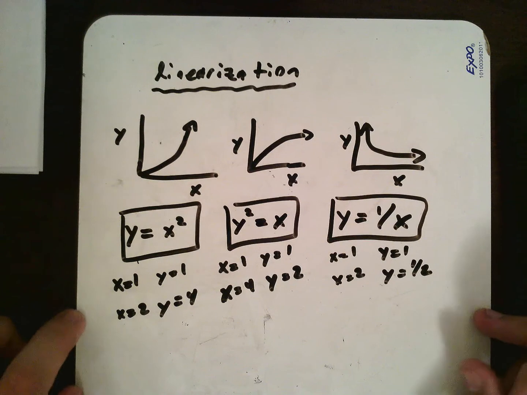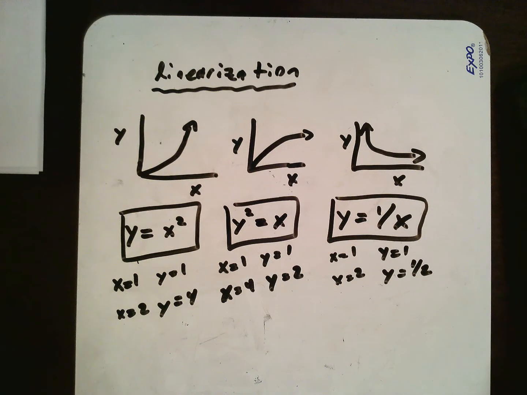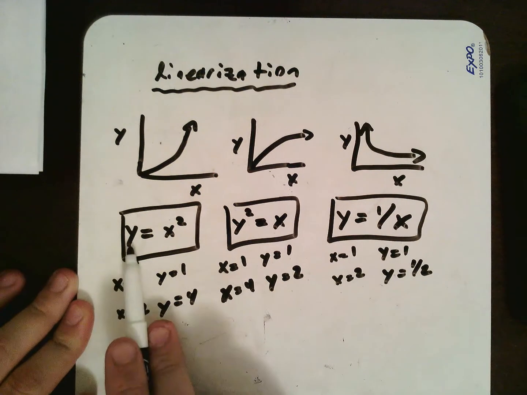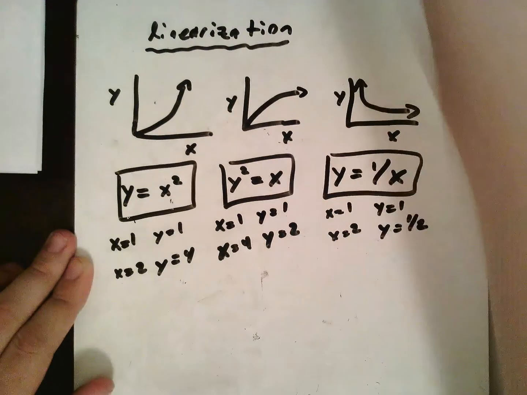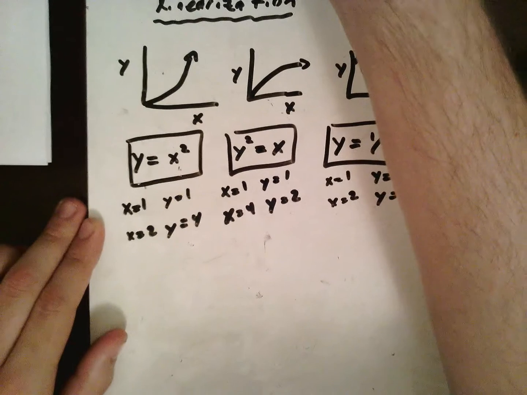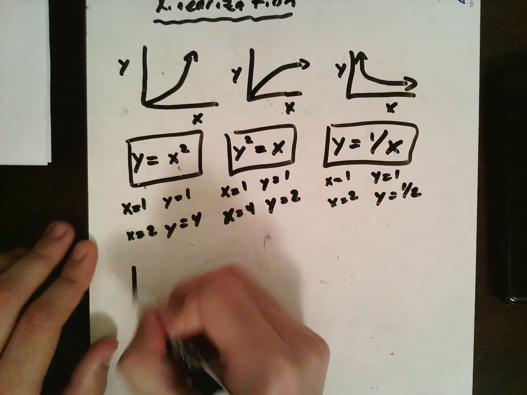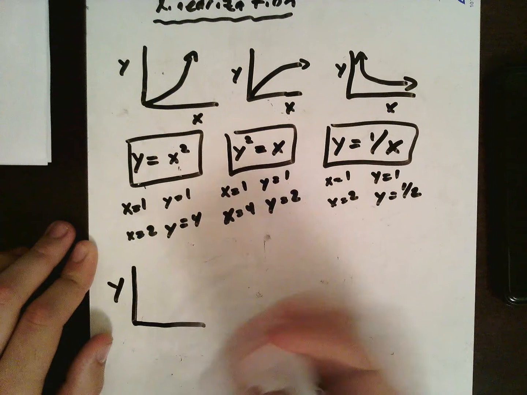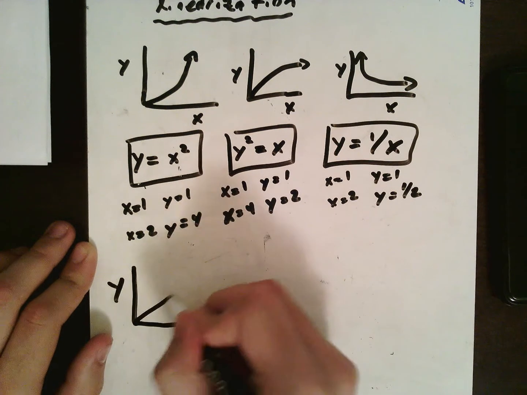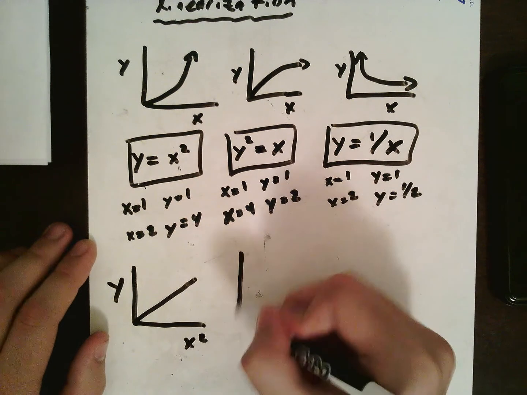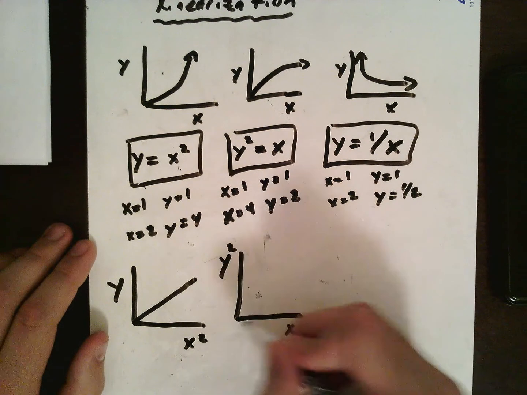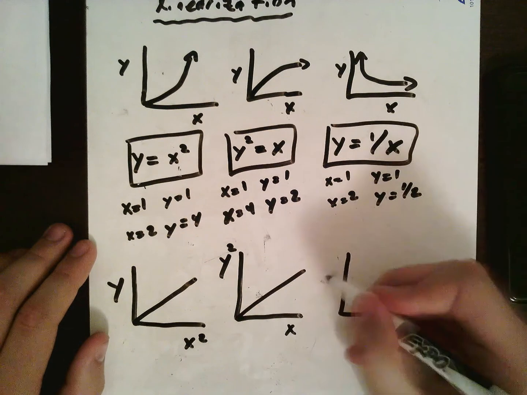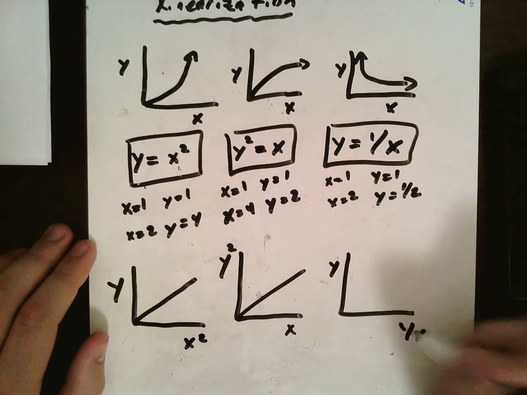Now, if we wanted to actually graph any of these and make them linear, what we would do is you always graph the first variable versus the second. So in this first case, I'm going to graph y versus x squared to get a line. In the second, I'm going to do y squared versus x. And then this last one, y and 1 over x.